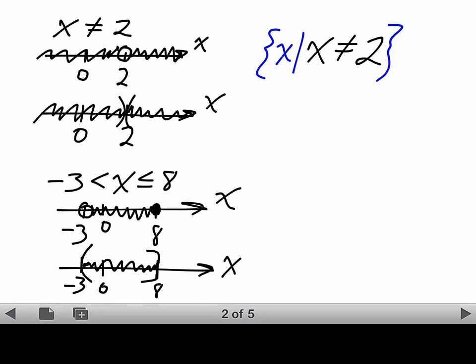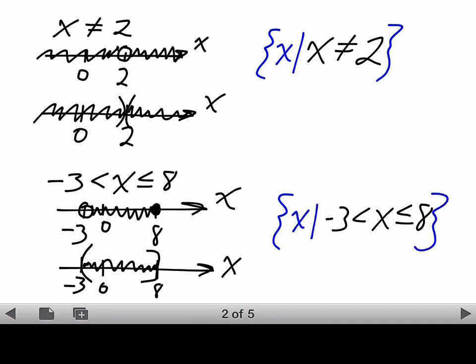Why don't you pause it and write the set builder notation yourself. I'm going to write down x is between -3 and 8. We're including 8. And then I'll wrap the set builder notation around it, the set of x, such that, close the barn door, and that's set builder notation.